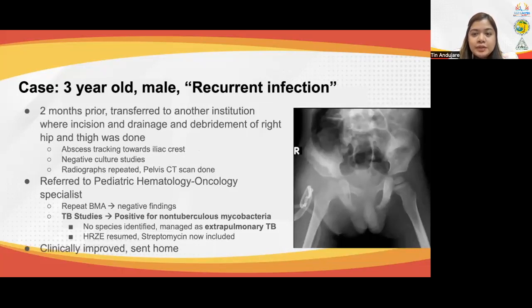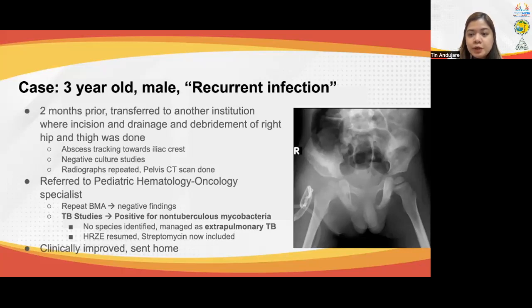Intraoperatively, they noted that the abscess in the gluteal region was tracking towards the iliac crest. Specimen was obtained and sent for GSCM, which eventually yielded negative results. Post-operatively, radiographs and CT of the pelvis were done, confirming osteomyelitis. At this point, the patient was referred to a hematology oncology specialist who had suggested a repeat BMA be done due to the persistent increase in WBC.